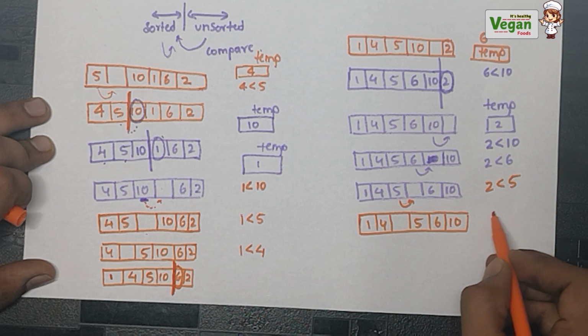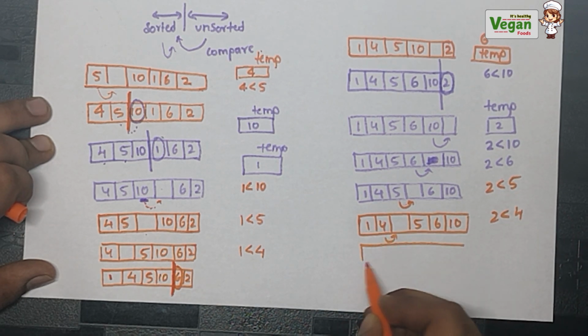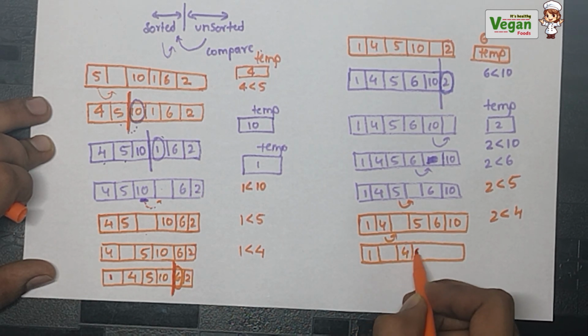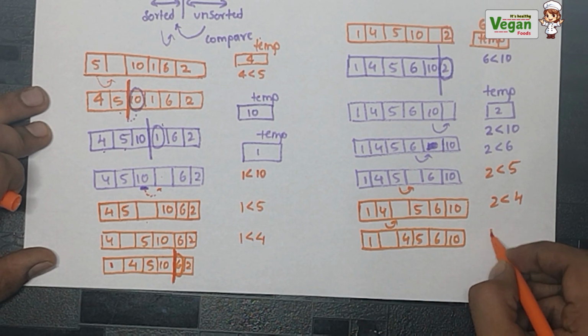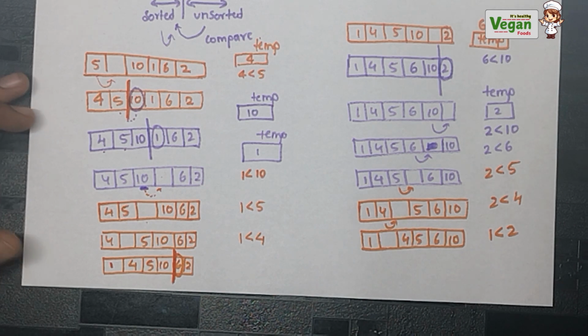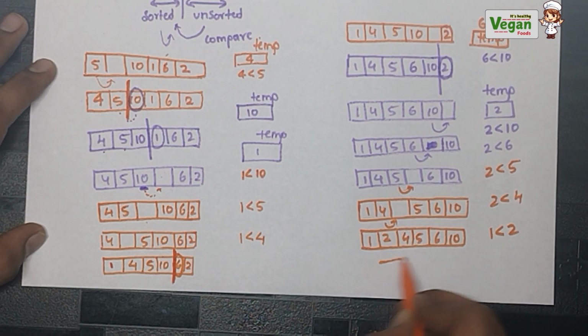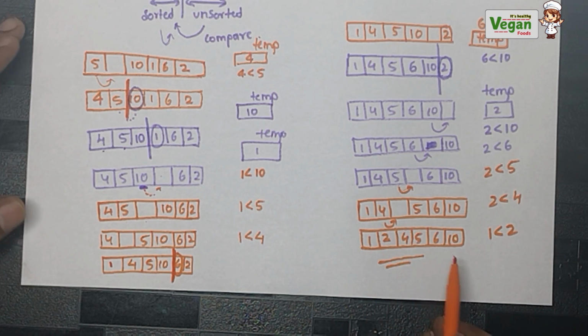Now I will compare 2 with 4. So 2 is less than 4. Therefore 4 will be shifted. 1, free space, 4, 5, 6 and 10. Now I will compare with 1. Therefore 1 is less than 2. That is, it is perfect in its place. Now only one space is left and there is no element in the sorted sublist to be compared with 2. Therefore I will place 2 here. So if you see, the elements are in increasing order: 1, 2, 4, 5, 6, 10.